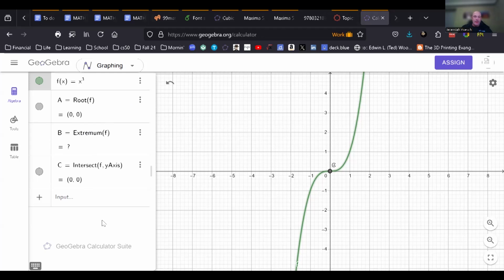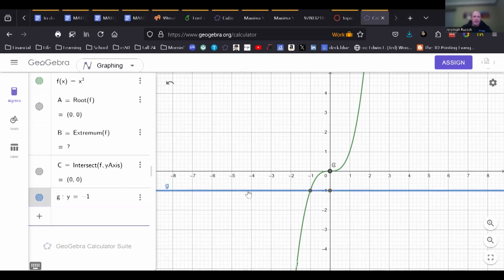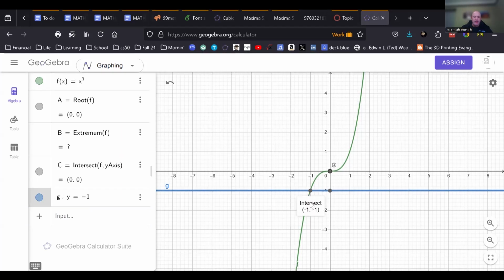So then we can do part B. It asks to find the values of x where f of x is equal to -1. So here you can just type y equals -1. And so if you look there, you get the function y equals -1. And if you look here, it tells you where those two intersect. Okay. So it's at x equals -1, you get the y value of -1, and that's exactly what we saw. And that's the only place it intersects. So that's our only solution.